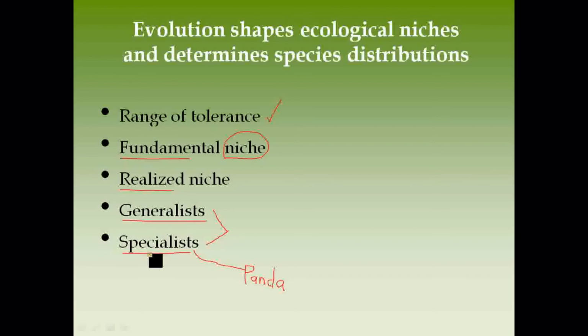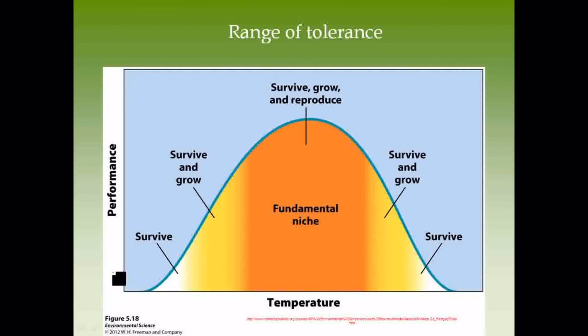They generally have long gestation times. They have big differences in between their generation times. And they can't eat anything they want. They're very picky in what they will eat. So that's the difference between these two. We'll talk about them more in the next chapter, but for now I've introduced you to the concept. Alright, let's take a look at this range of tolerance thing. This range of tolerance is important because it helps to define what the fundamental niche is.